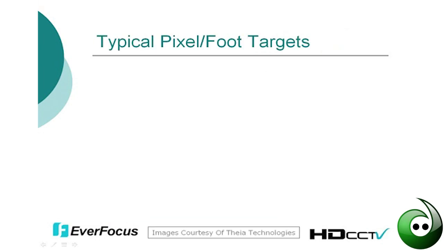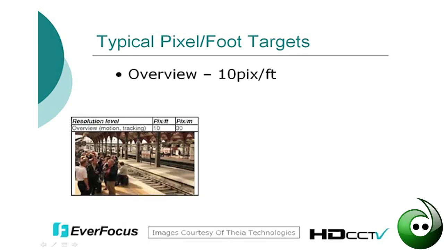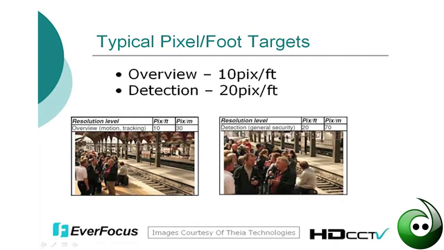Now, here are some typical pixel per foot targets. These images are courtesy of the engineering people at Thea Technologies. They make wide-angle megapixel lenses, and I thought that the information was relevant, and they agreed to allow me to present this as part of this instructional material. Their suggestion is that for overview of an area, 10 pixels per foot or 30 pixels per meter is satisfactory. To do detection, for general security applications, they recommend 20 pixels per foot or 70 pixels per meter.